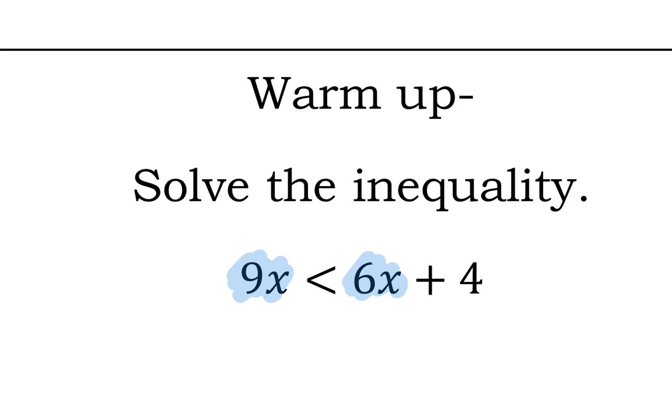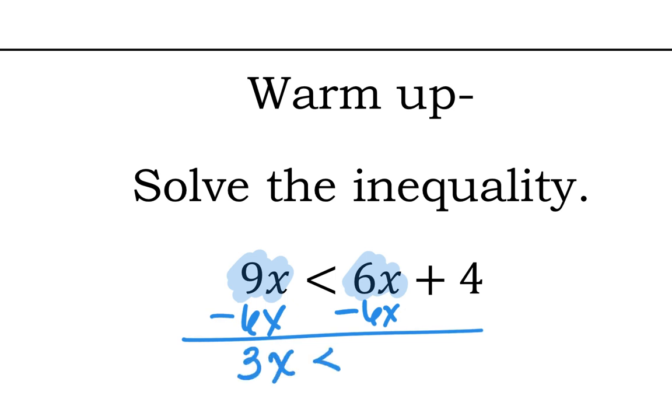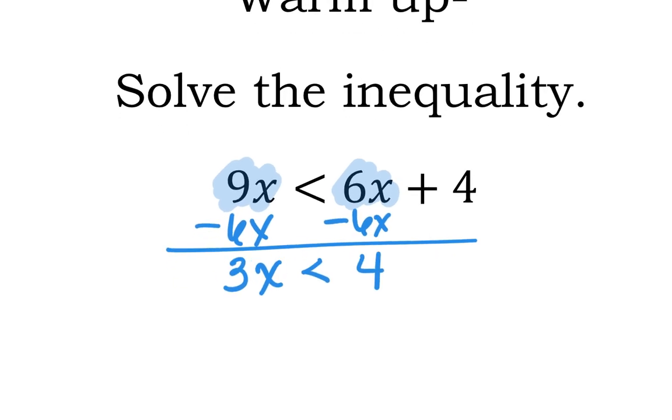Subtract it. Good. Let's subtract 6 on both sides. So minus 6x, minus 6x. 9 minus 6 is 3. So we have 3x less than 4. And then what should be the last step? Divide by 3. Good. We divide by 3.